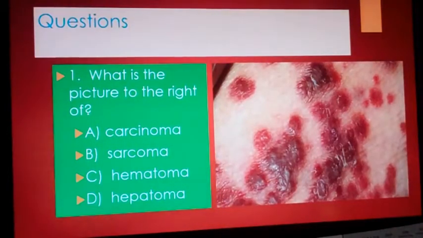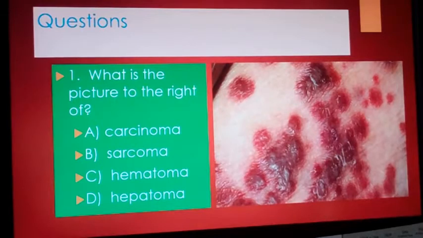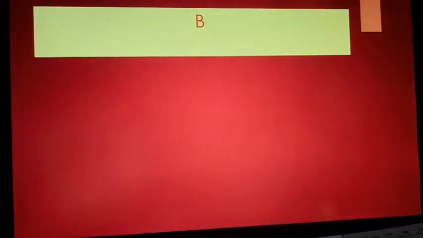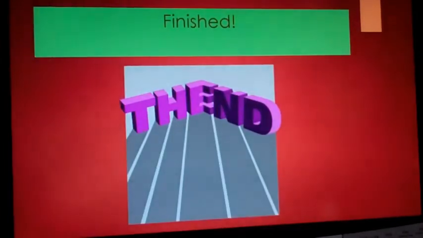Questions. What is the picture to the right of? A. Carcinoma. B. Sarcoma. C. Hematoma. D. Epitoma. B. Finished.